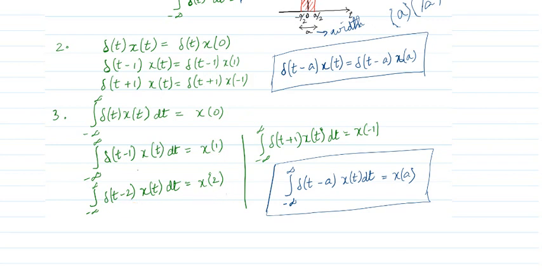So this is an important property. Delta of t minus a, x of t dt. You have to observe very closely. Inside the impulse bracket, it should be equal to 0. That is, t minus a should be equal to 0. That is t equal to a. Okay. So at t equal to a, the integral of delta of t minus a dt is 1, right? Because we are integrating from minus infinity to plus infinity. Okay. This is another property.